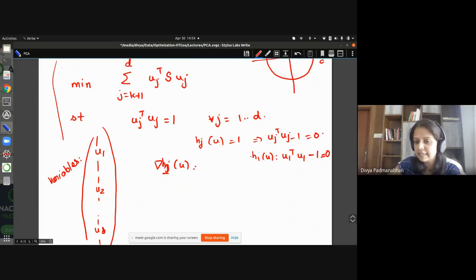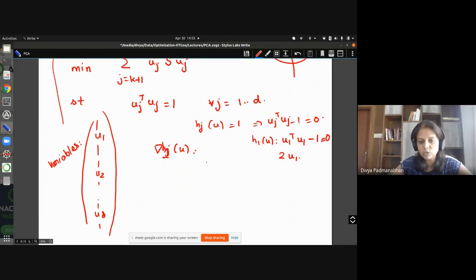So now if I take any u, any set of points, and take the gradient here, what I'm going to get is just 2u1. So what this would mean is that the gradient will look like something like this: 2u1, that would be the first set of D numbers.